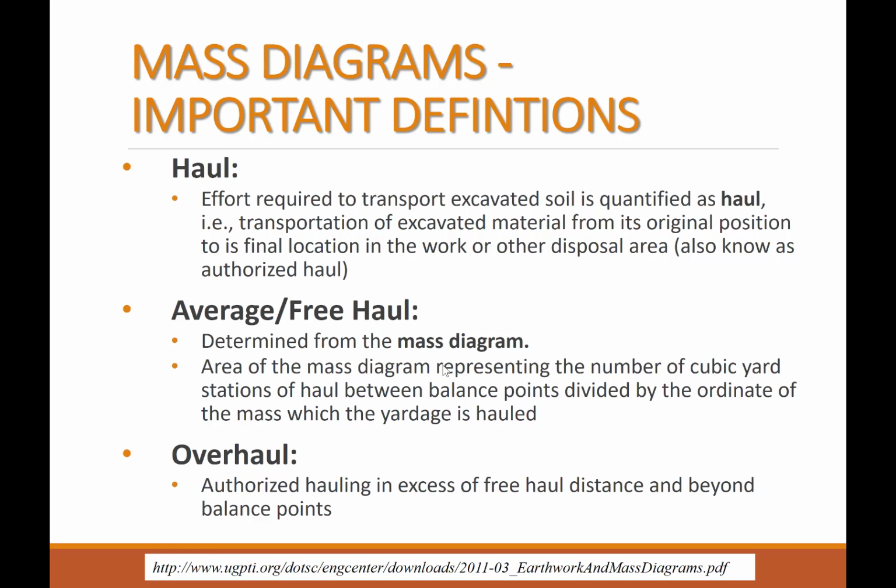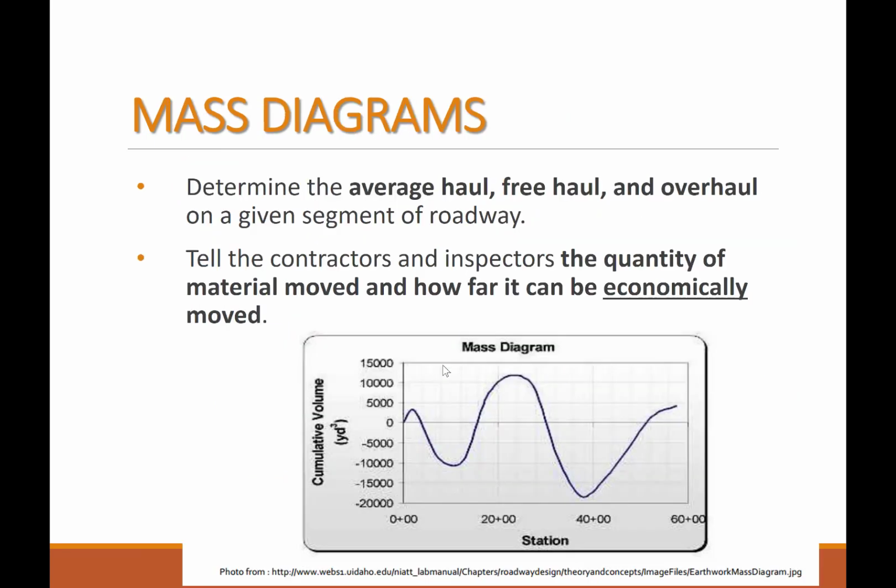Now, these parameters are very important because these are going to be used to determine our cost. These are things that we need to look clearly into the specs to see what's authorized and what's not authorized to figure out how we are going to be determining our cost. So obviously from the mass diagram, we are able to determine the average haul, the free haul, and the overhaul. And then we can tell the contractors and the inspectors the quantity of material moved and how far it could be economically moved. We will see an example later that shows how the economical factor of the story is involved.